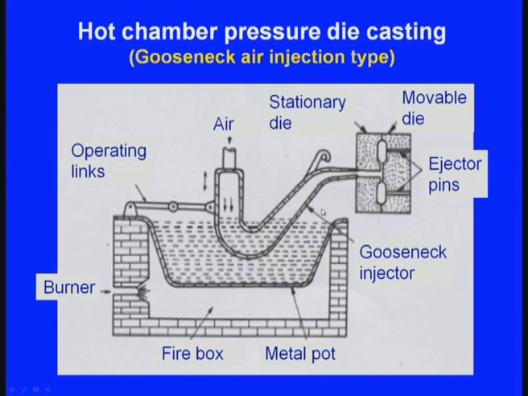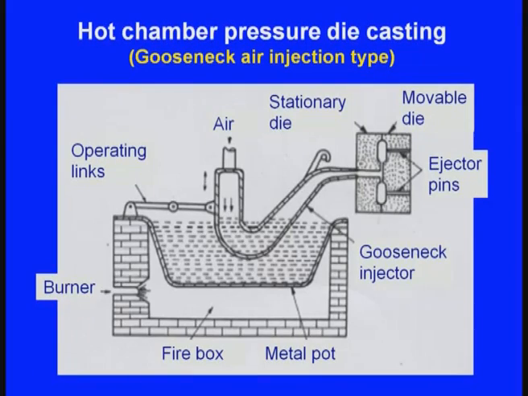So, initially the molten metal from the metal pot will be transferred to the gooseneck injector, and because of the pressure exerted by the air, the molten metal will be injected into the cavity between the two dies. What will happen then?